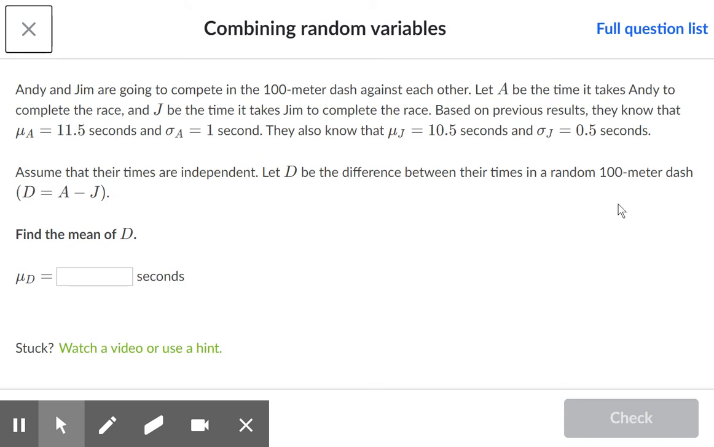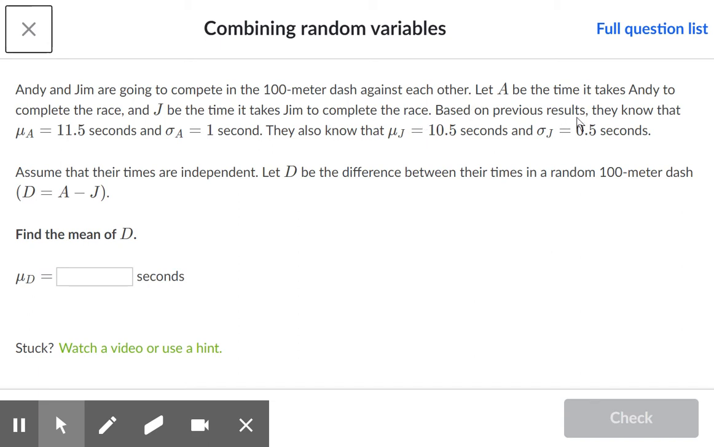Andy and Jim are going to compete in the 100-meter dash against each other. Let A be the time it takes Andy to complete the race, and J be the time it takes Jim to complete the race. So there are two random variables here, A and J. A for Andy, J for Jim, the time it takes to finish the race.